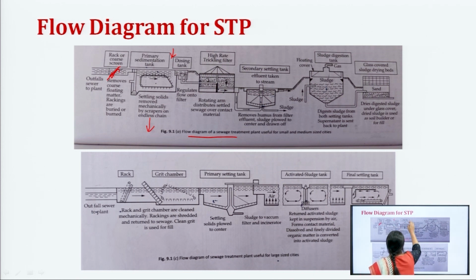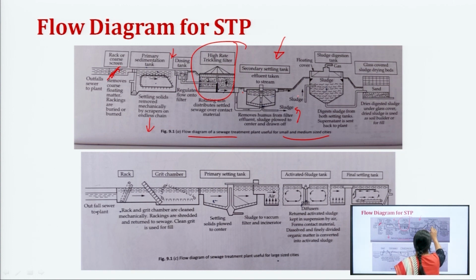Then since this is a small or medium sized city, we will go for a trickling filter, right. Trickling filter is the secondary treatment. After that, the effluent of the trickling filter will go to a secondary settling tank, which is going to remove the sludge, right. Whatever sludge is left can go to a sludge digestion tank, and the effluent of the secondary settling tank can be discharged into a river or wherever you want, right.